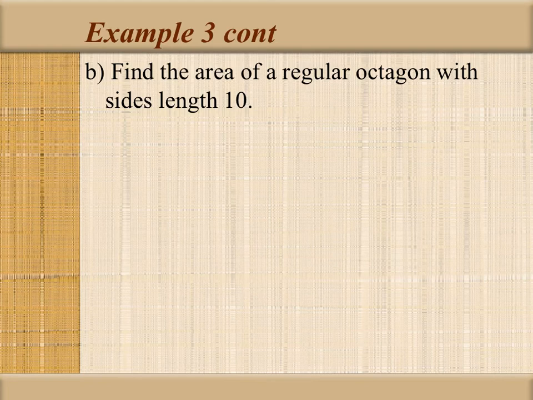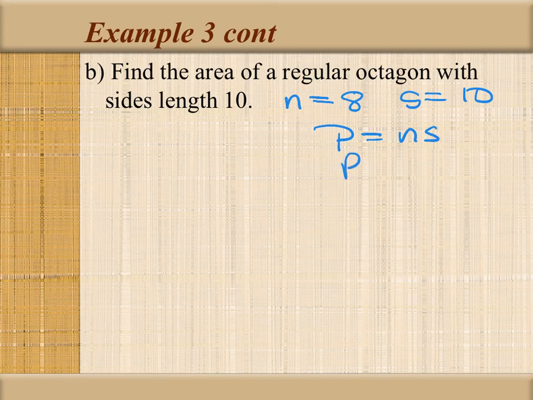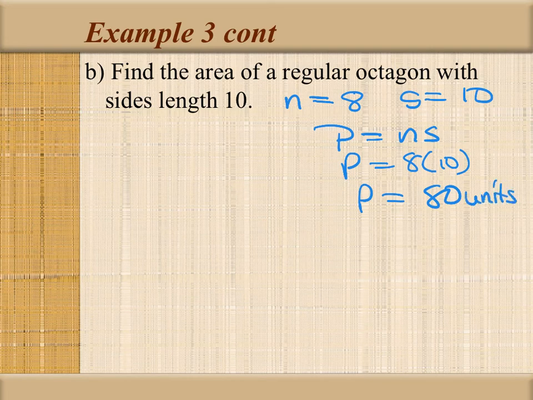Okay, here it wants us to find the area of a regular octagon with side lengths of 10. Now, for perimeter, all we need to do is, we already know that the number of sides in an octagon is 8. For the side length, it's going to be 10. So I can already do perimeter. It's n times s. So 8 times 10, and I can already see my perimeter is 80 units. However, to find the area, I need to find the apothem.